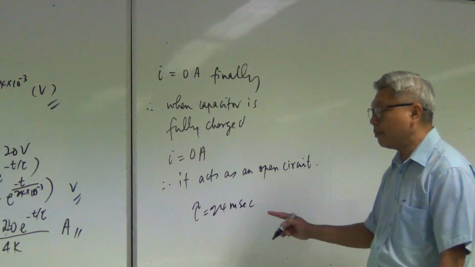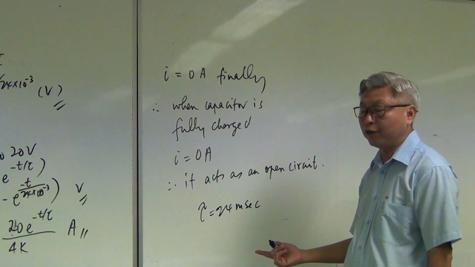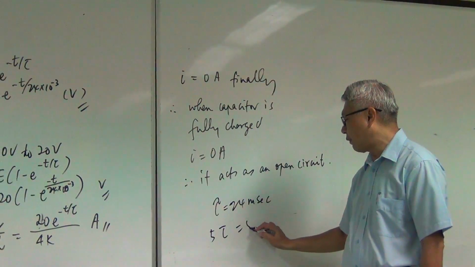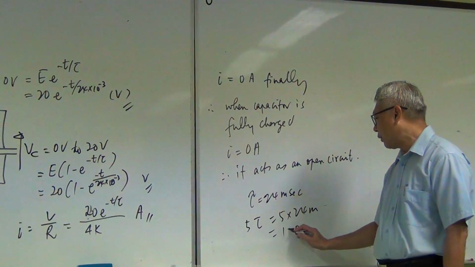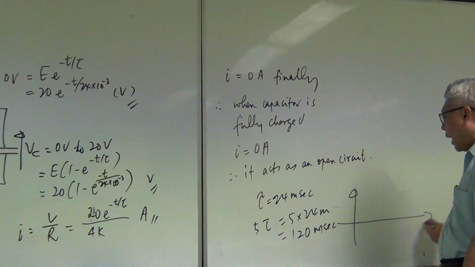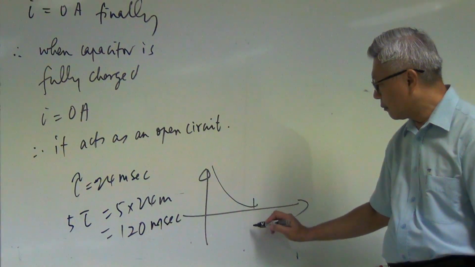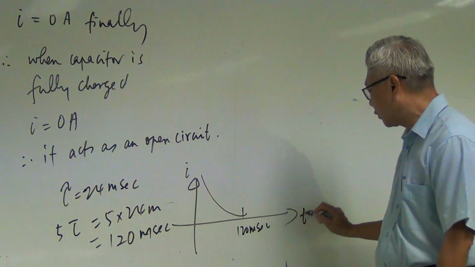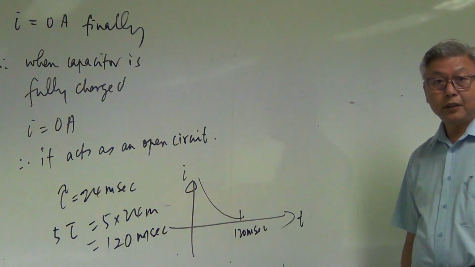So how long would it take for the current to become 0 ampere, that means no more current flowing through? It will take 5 time constants. 5 time constants is 5 times 24 milliseconds, which is equal to 120 milliseconds. In other words, after 120 milliseconds, the current becomes 0 ampere. If I were to ask you to sketch the current and time graph.